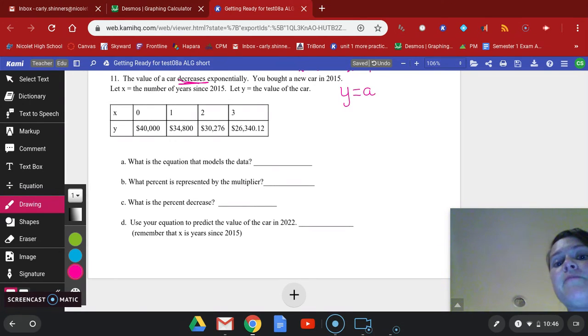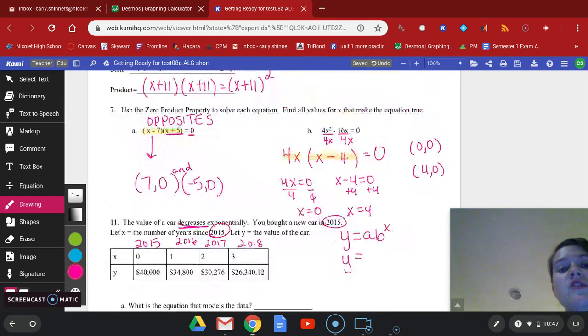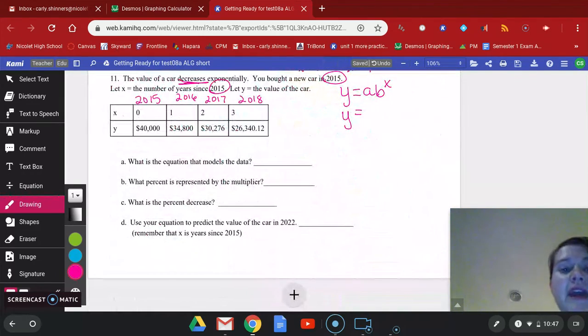The value of a car decreases exponentially. Right when you see exponentially, write down y equals ab to the x. You bought a new car in 2015. Let x be the number of years since 2015. Let y be the value of the car. So this is 2015, 2016, 2017, and 2018, okay? What is the equation that models the data? So A is my starter, so A would be 40,000.